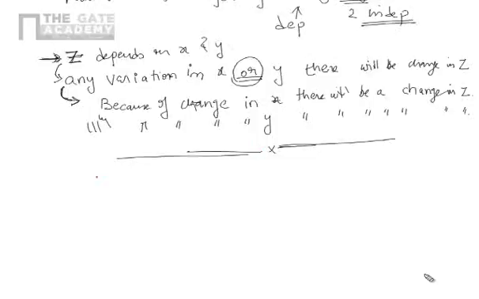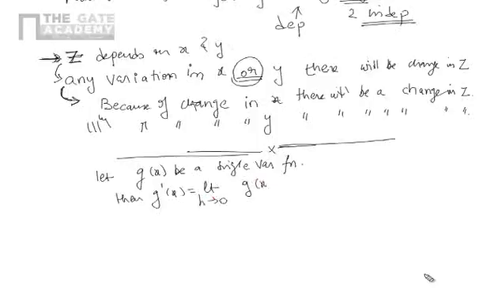What do we say? Let g of x be a single variable function. Then what is g dash of x? This is nothing but, as we have seen from class 1, limit h tends to 0 of g of x plus h minus g of x by h. Correct? This is what we have been seeing. Okay? Now let us come back to our x.